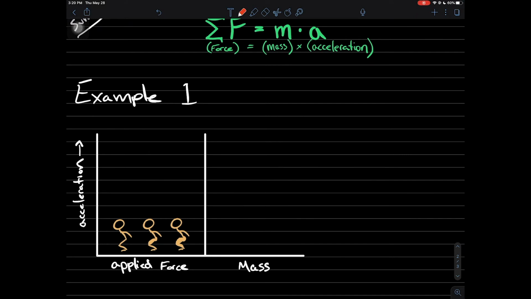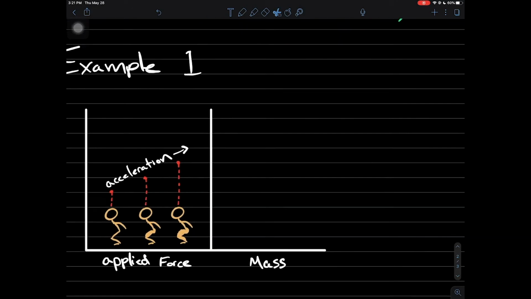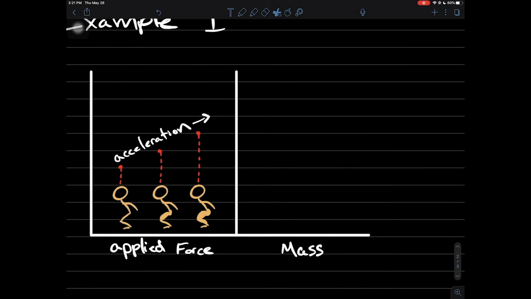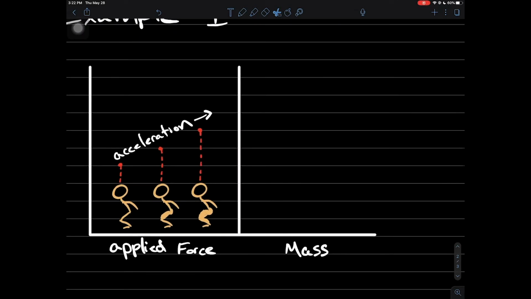So guy number 1, he jumps and he has some amount of acceleration. The acceleration is represented by these red dotted lines that I'm drawing. So you can see here as we go from left to right, our least muscular to our most muscular stick figures, the more muscular they are, the more force that they can produce. And the more force that they put into the ground, the greater the reaction force is on their bodies, sending them into the air.